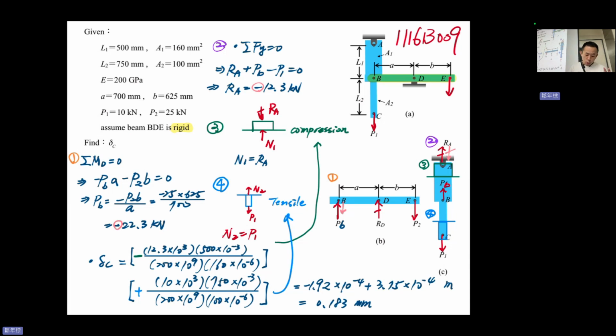Okay, so you need to cut and then know the internal force in it, and then you know this is compression or tensile. I think this is quite important. All right.